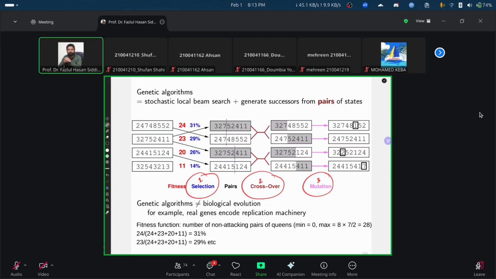So what we are doing is removing the lowest quality, or lowest fitness, solution of the chromosome. And remember how we got 31%, 29%? This is just 24 divided by 24 plus 23 plus 20 plus 11. So out of the total number of non-conflicted pairs, solution one has 24. So this is 31%. That is how the percentage is calculated.